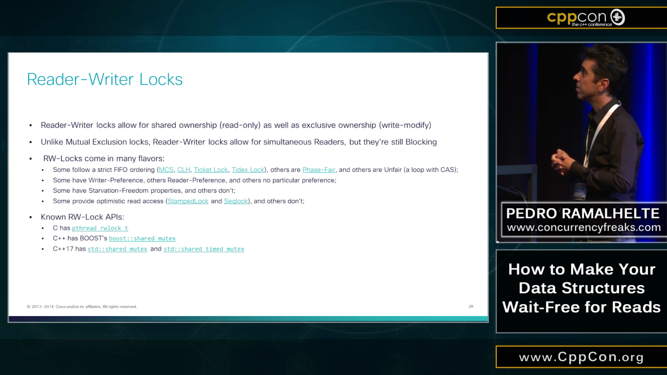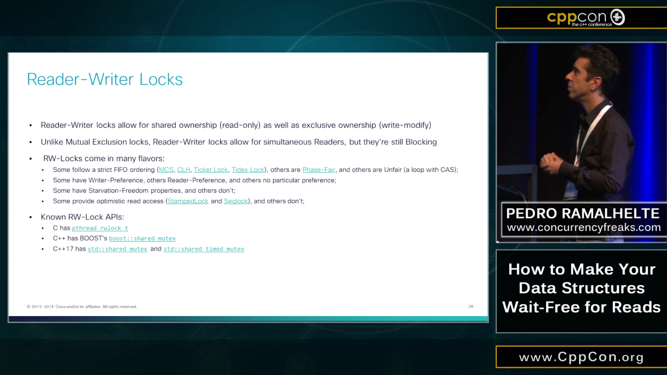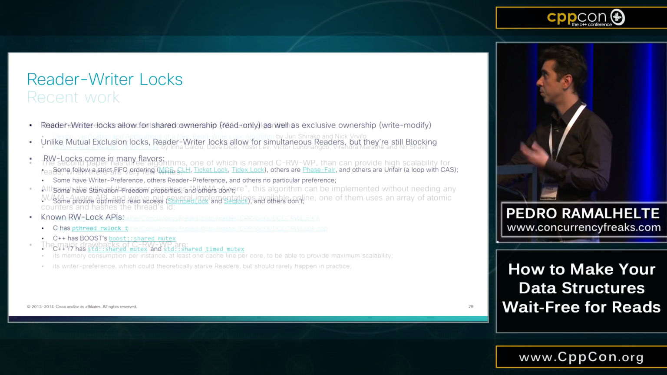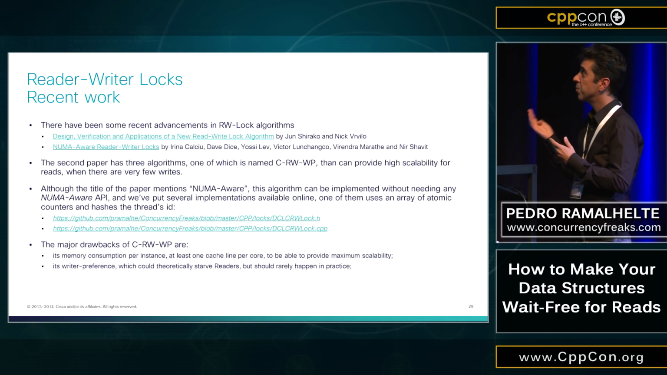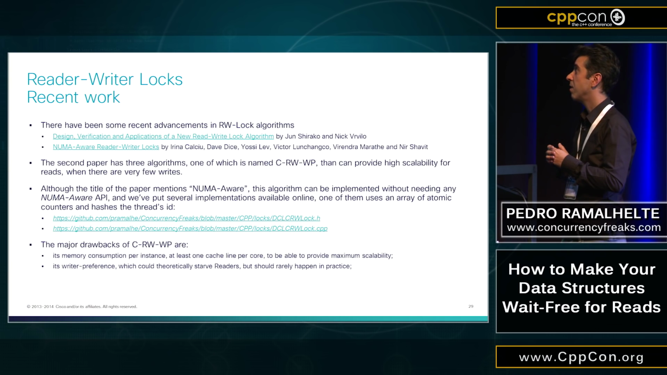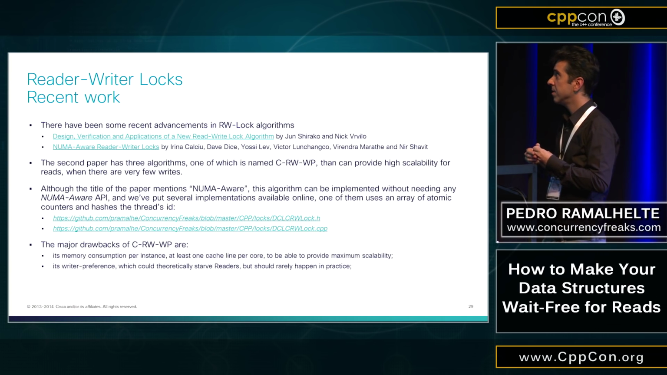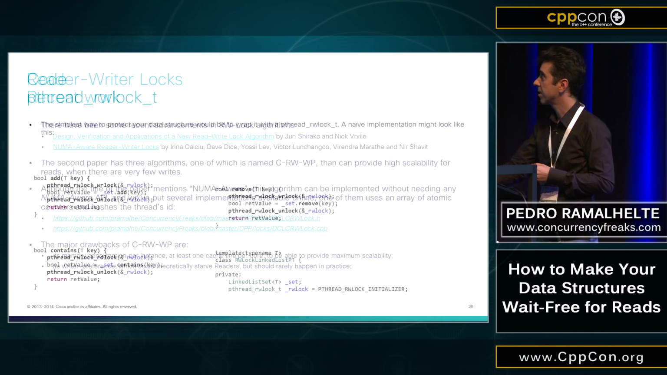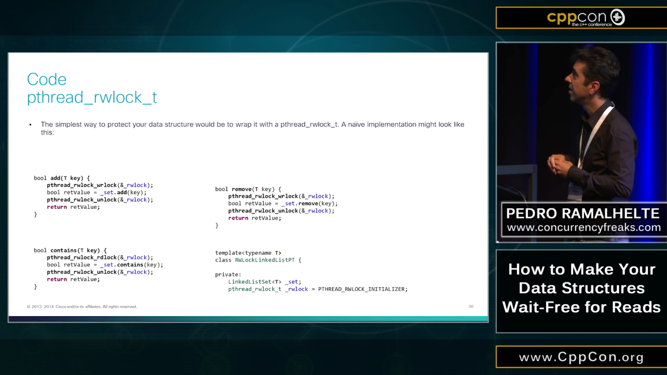In C you've got pthread reader-writer lock, Boost has shared mutex, C++17 has shared mutex, and C++14 has shared timed mutex. There are many different kinds of reader-writer locks, we won't go into that. There are some really cool new algorithms like the cohort reader-writer lock with write preference, which scales extremely well for readers as long as you're doing mostly reads. And this is very recent. It's a paper by the Oracle guys, and we have some implementations of that because we came up with almost the same idea at the same time.